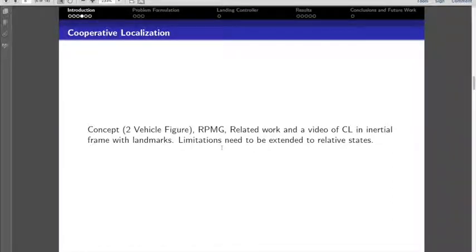Limitations are that these are not in relative states. So if landmarks are not present, the system becomes inherently unobservable. And you need relative positions for doing close coordination and control. So you have to transform this problem to relative space and then solve this problem. Okay. So that is the kind of missing parts in the cooperation here.